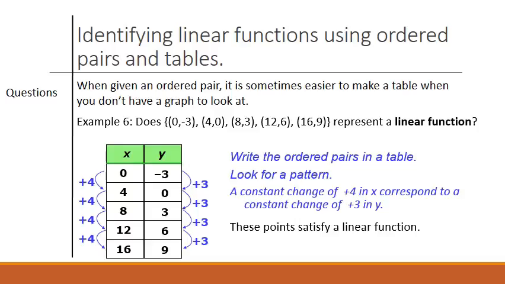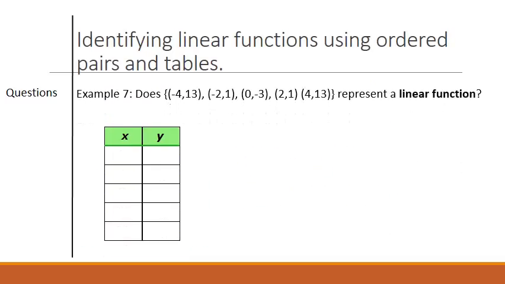Let's check out another example. So here's another example just like the one we did. We have a new set of points though. Does (-4, 13), (-2, 1), (0, -3), (2, 1), and (4, 13) represent a linear function? We want to follow the same pattern. We want to go ahead and write or fill in our table.